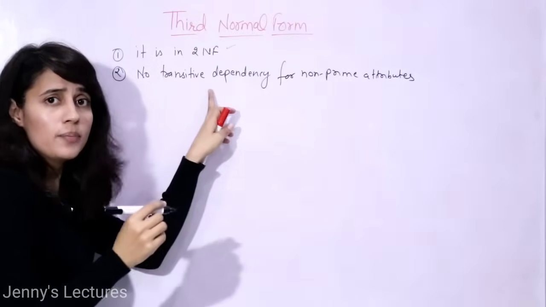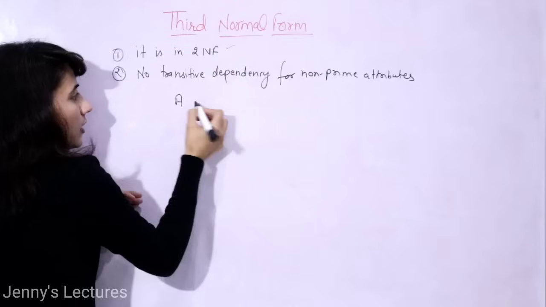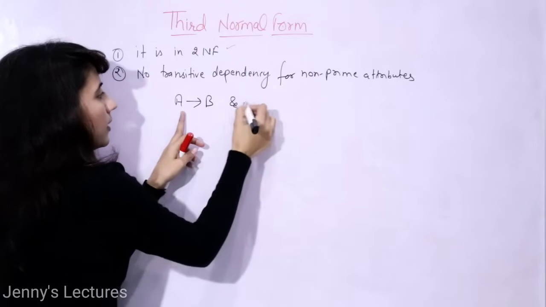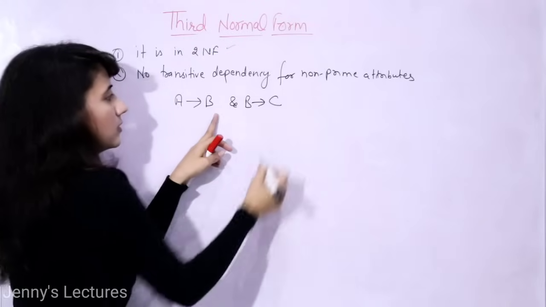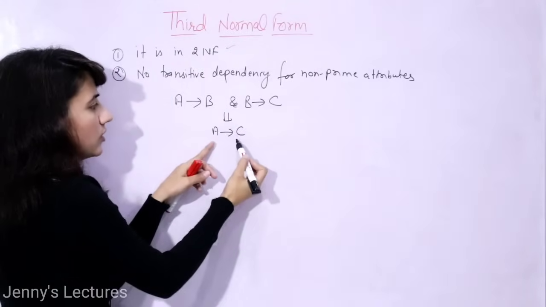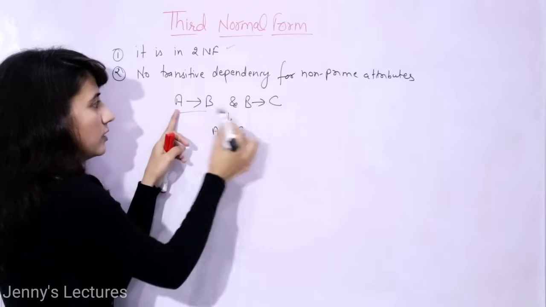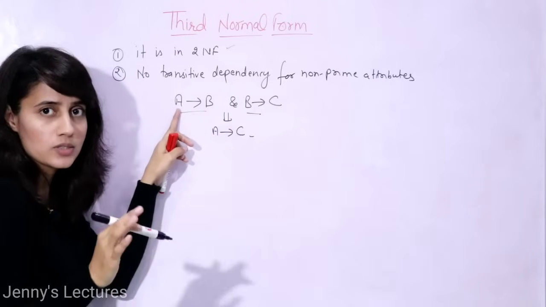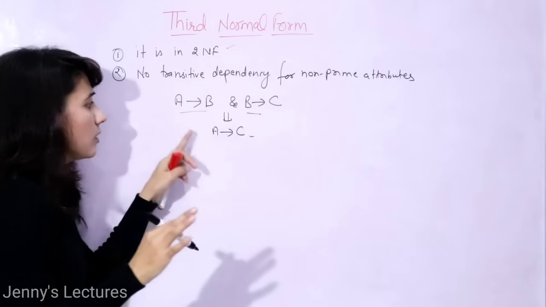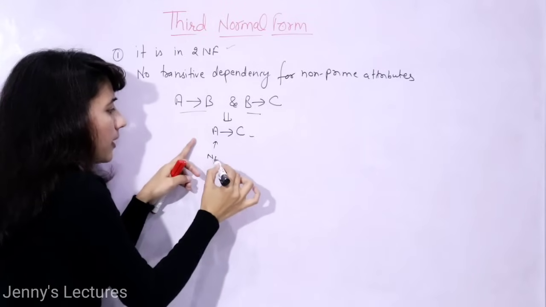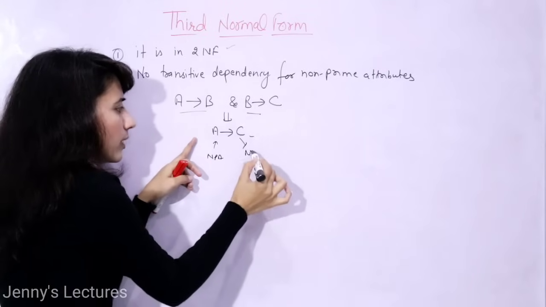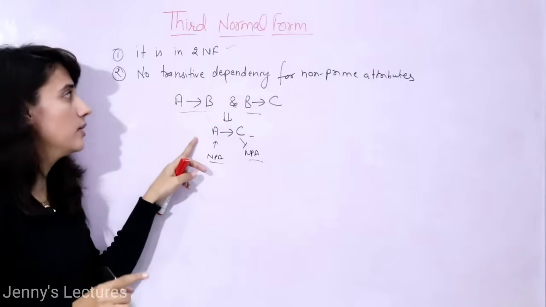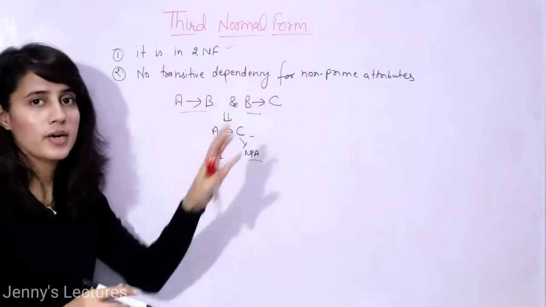Now what is transitive dependency? See, if in a relation we have A determines B and B determines C, right? This is transitive dependency, because if this and this are given, you can say that A will determine C. Now here A is also a non-prime attribute and C is also a non-prime attribute. If this is the case, then only you can say that the relation has a transitive dependency present.